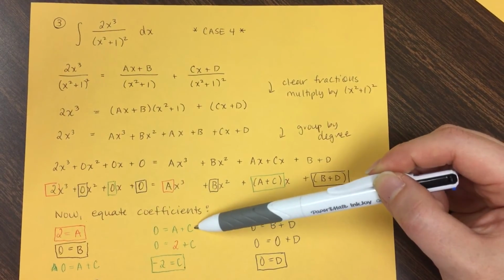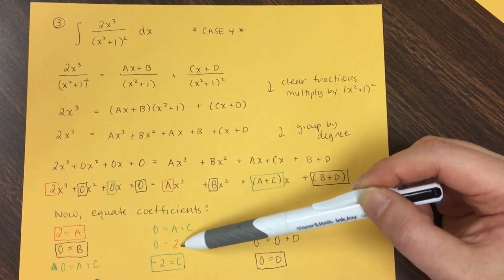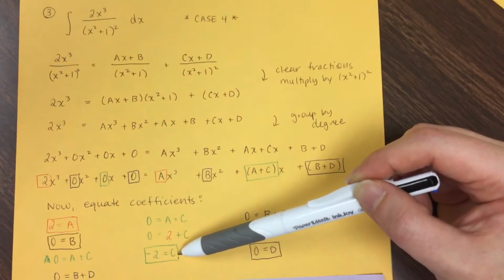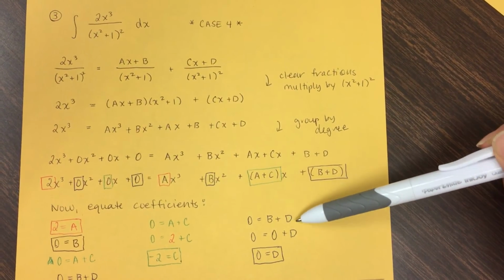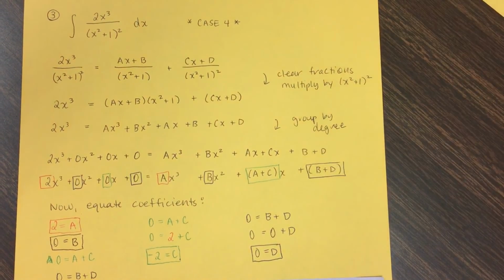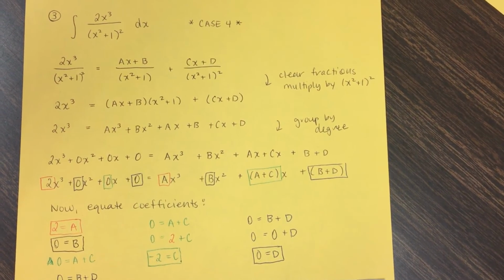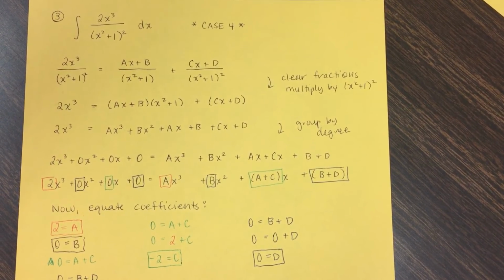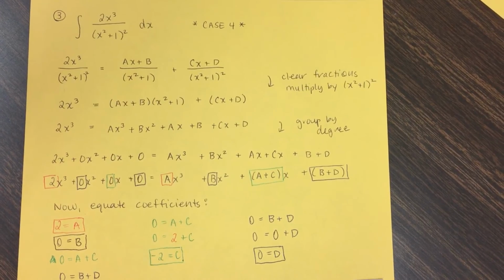So I went over to 0 equals a plus c and put in 2 for a and solved for c equals negative 2. And then 0 equals b plus d. I plugged in 0 for b, and I got 0 for d. So now that I know my coefficients a, b, c, and d, I can go back to my integral and solve it.